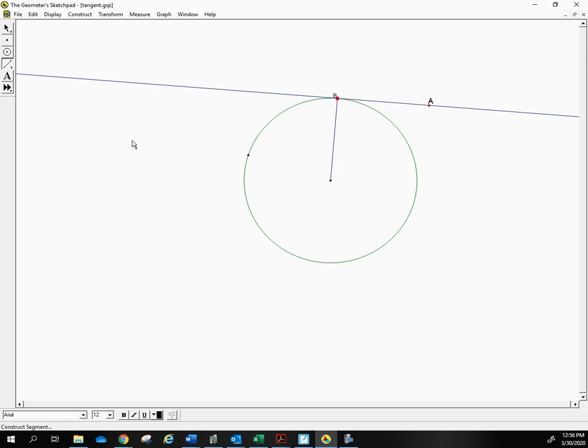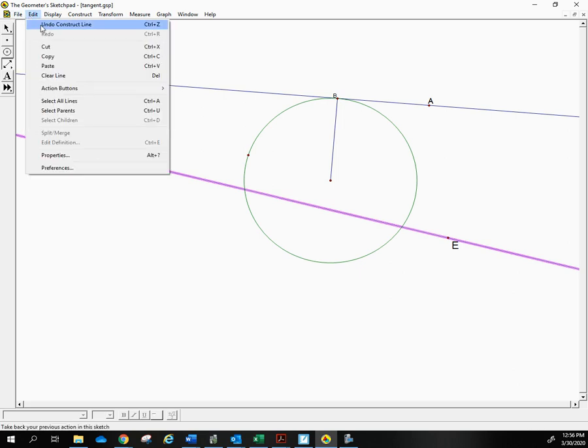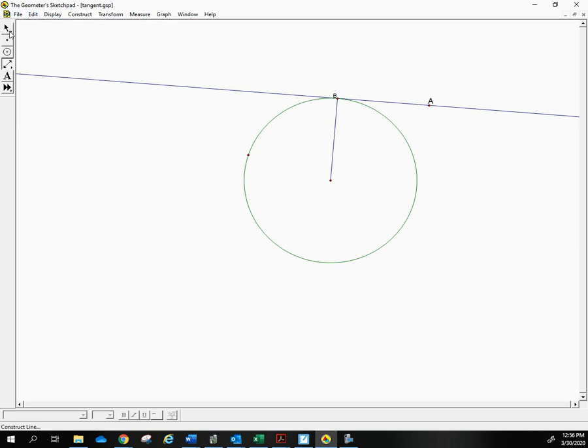If I was to make a line, not a segment, but a line, that intersects in two spots, this is what we're going to call a secant line. So there is going to be a difference here. In today's lesson, we are talking about tangents.